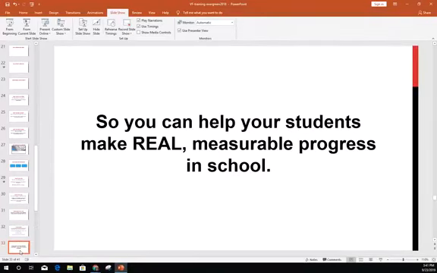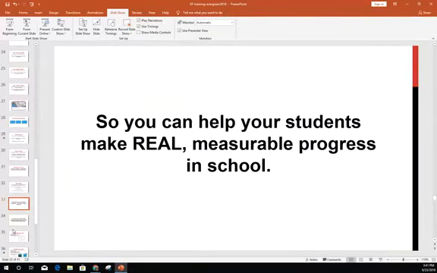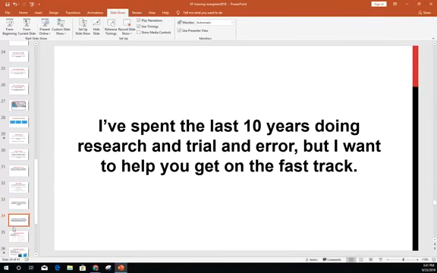So again, the goal is to help your students guide you through those first steps in making real measurable progress in school, because you're targeting those root causes of those language processing issues. And I've spent the last 10 years doing research and trial and error, but I want to help you get on the fast track and just really have a good system for picking those vocabulary words.